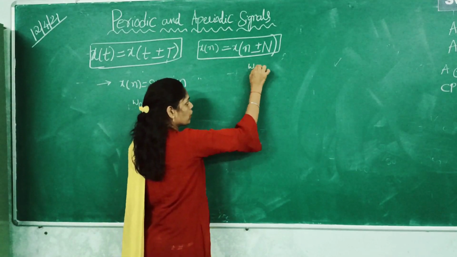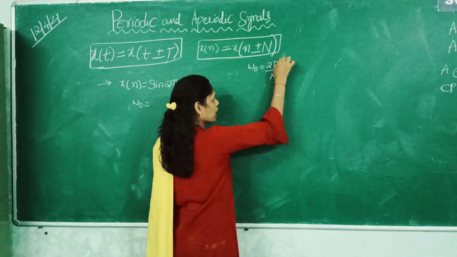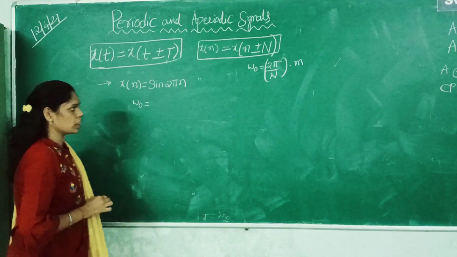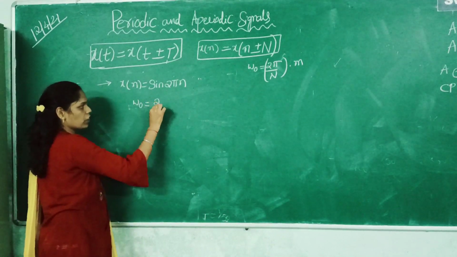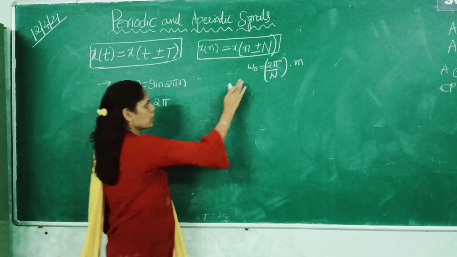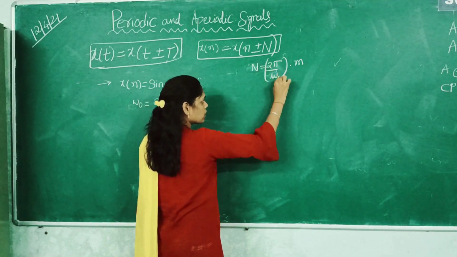So what is the formula for omega naught? I already discussed it here: 2 pi by capital N. Let us take it multiplied with L. So omega naught is 2 pi. Omega naught equal to 2 pi, and this is not omega naught, this is n. This is omega naught.